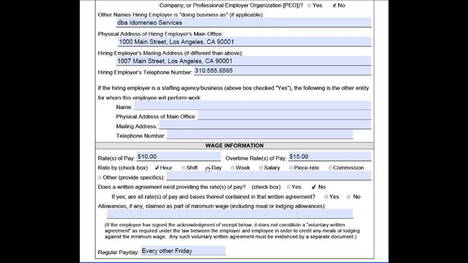Indicate which rate you are referring to, and also if there are other rates that come into play, check the other box and complete this section fully. If you have allowances, either for meal or lodging, etc., fill out that information in this section. Also provide the frequency of your pay. If you provide pay every other Friday or semi-monthly, indicate that here.